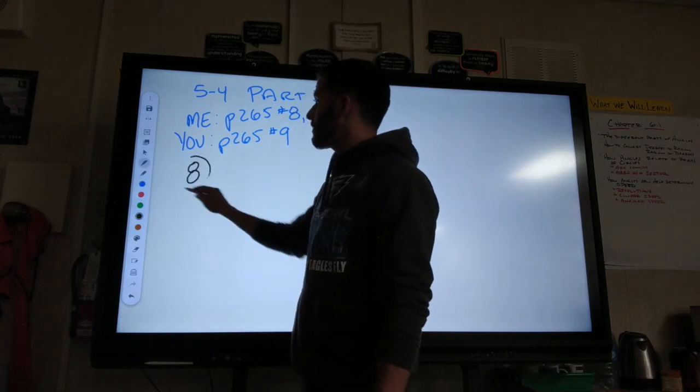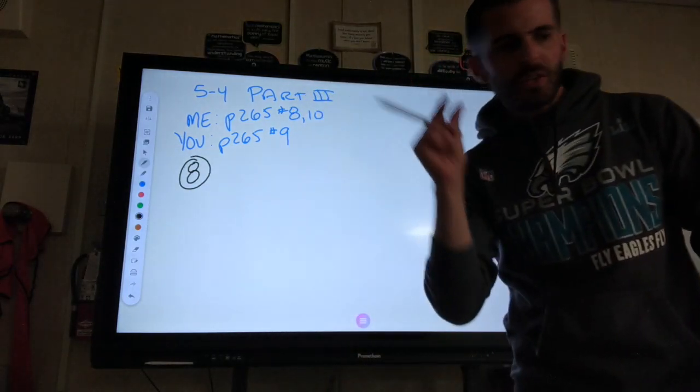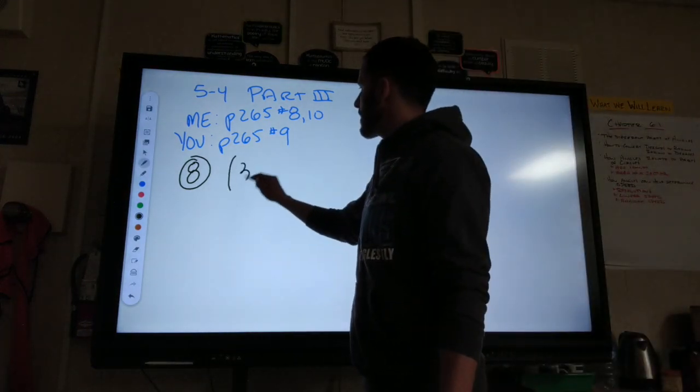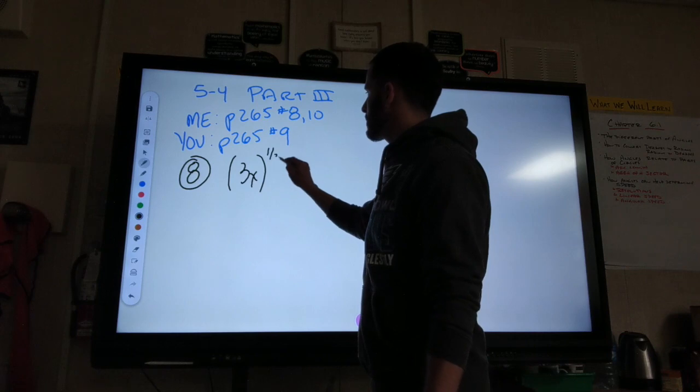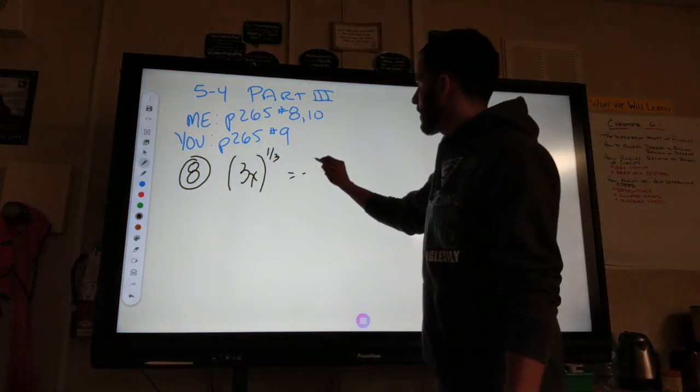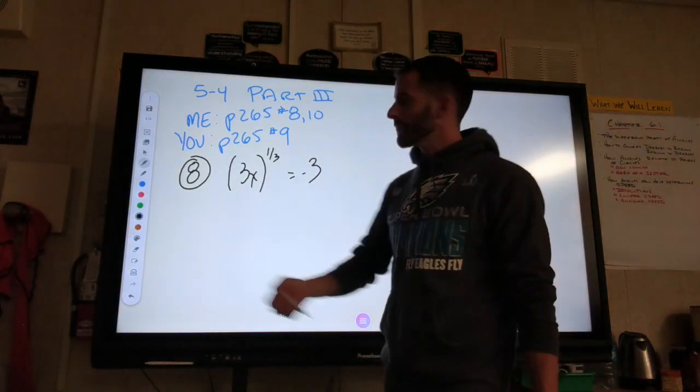Alright, these aren't very different than what we've been doing. There's just like a little trick you might want to know. So, number 8, we have 3x being raised to the 1/3 power, and that's equal to -3. So we got to solve for x.